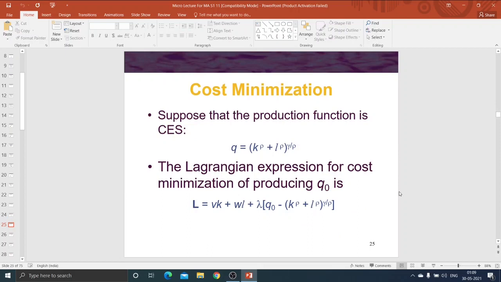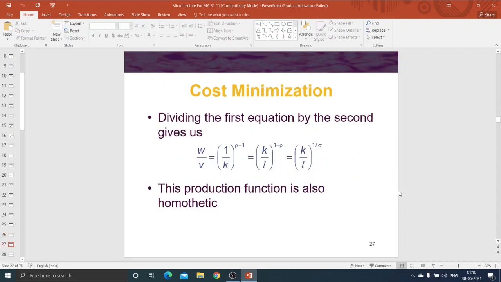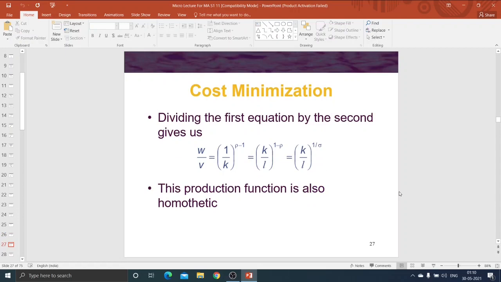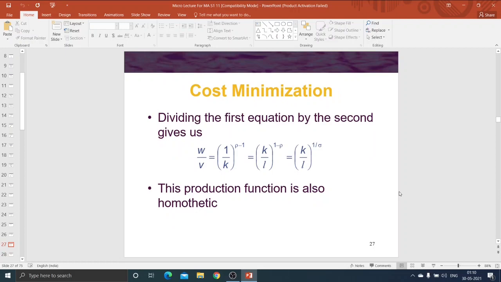Suppose that the production function is a constant elasticity of substitution case, that is the CES case, then your Q is (K^rho plus L^rho) to the power lambda by rho. The Lagrangian expression for the cost minimization of production of Q0 is the following. This is also equivalent to saying that there is a possibility of a homothetic production case. So you cannot actually have a problem different from the first case which we have said.